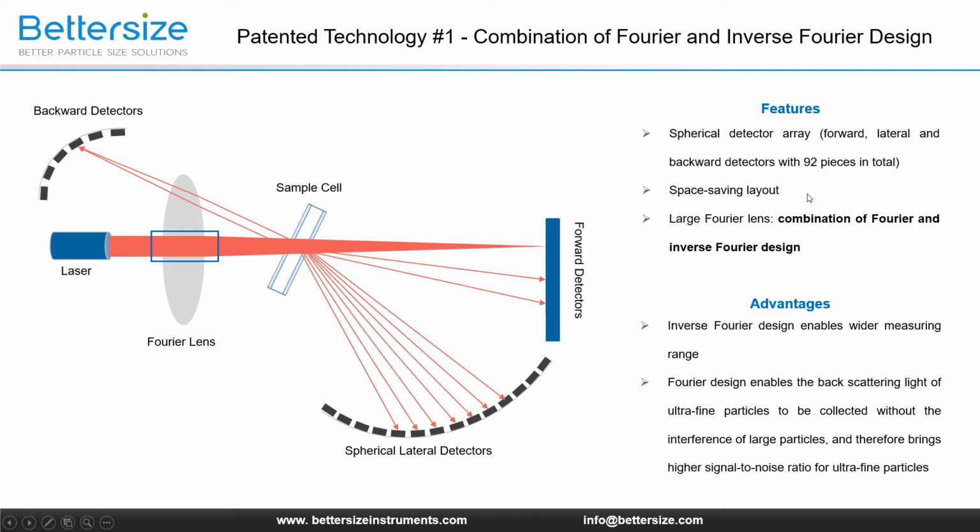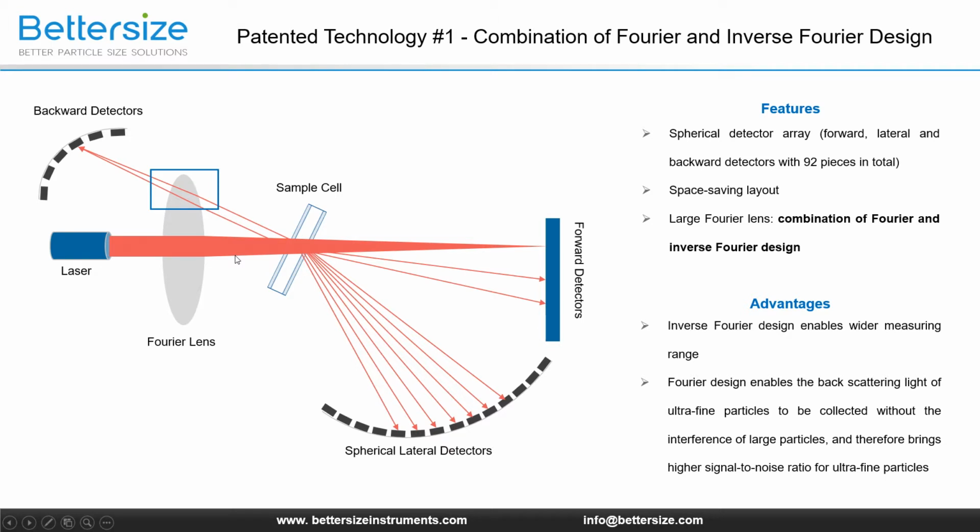On the one hand, it can increase the total amount of light transmitted, thereby enhancing the intensity of the scattered signals. On the other hand, with a larger lens, the scattered light angle of the detector is larger, increasing the detection range of the instrument. However, the most important thing is that one Fourier lens has two uses. The center part of the lens collimates the laser, while the upper part converges the scattered light. And this feature brings a unique combination of Fourier and inverse Fourier design in the Betasizer 2600.